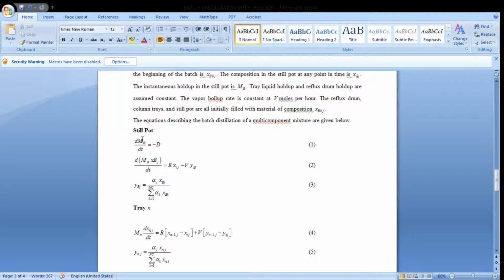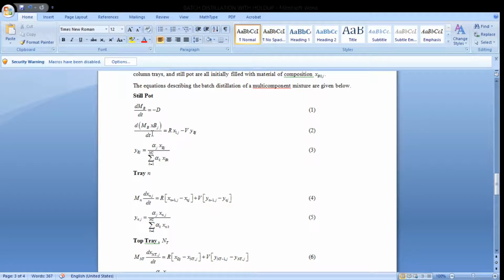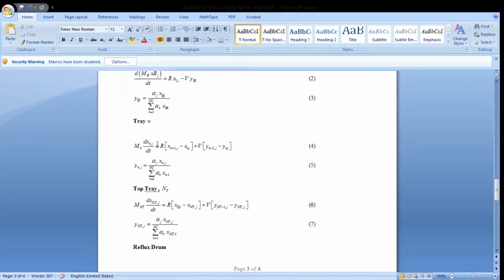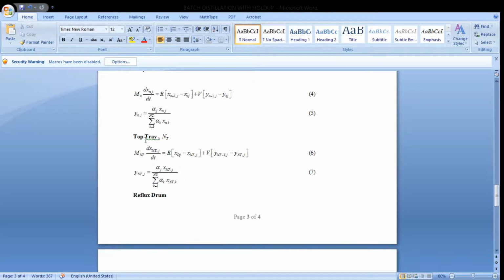For the still pot, we write the total mass balance, with the rate of change of holdup and the distillate withdrawn from here. Then the component balance can be given here, with the reflux, the vapor rate and the relative volatility. This relation holds valid at each and every point. Then for the nth tray, again we take the total mass balance and the component balance in terms of x, then the relative volatility. Then for the top tray, we again take the distillate, the component at the nth tray, the vapor coming to and leaving that particular tray, and the equilibrium relationship between vapor and liquid.